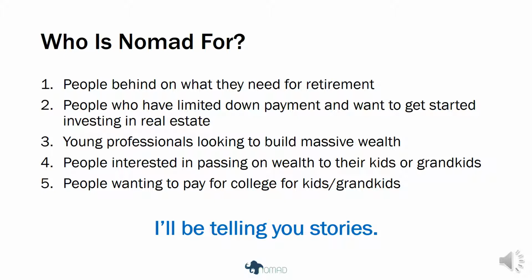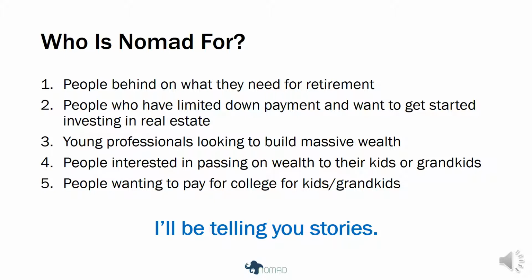The fourth group is people interested in passing on wealth to their kids or grandkids, and this is something that my wife and I are doing, and I'll talk a lot about that today in our presentation. But if you're concerned about your estate size or making sure your kids are well taken care of, this is a great model for doing that. And fifth, the people wanting to pay for college for their kids or grandkids.